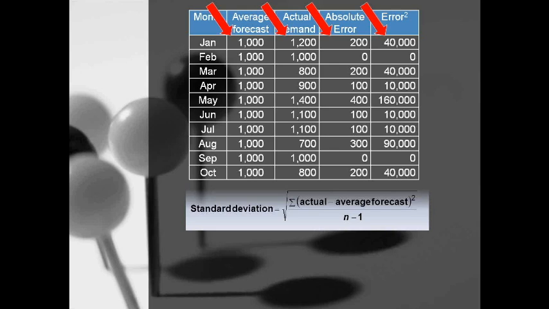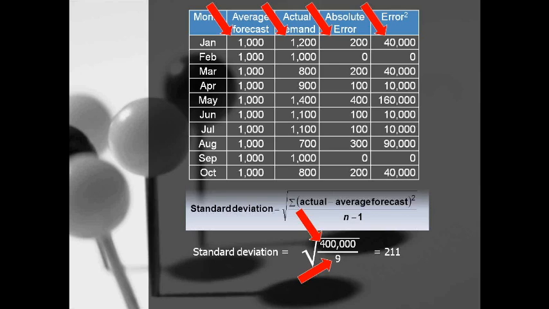Once we get the absolute error for each time period, we square that, multiply 200 by 200 is 40,000. Now, we've got the data that we need to finish the rest of the standard deviation calculation. So we sum up all of those errors squared by time period, and that comes up to 400,000. Then we divide it by the number of periods minus 1.